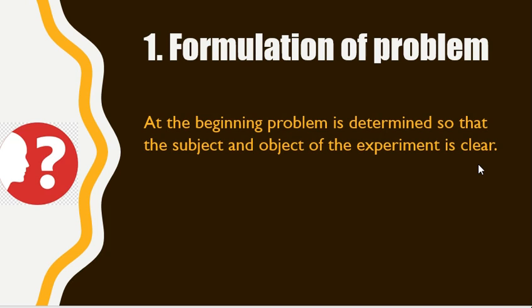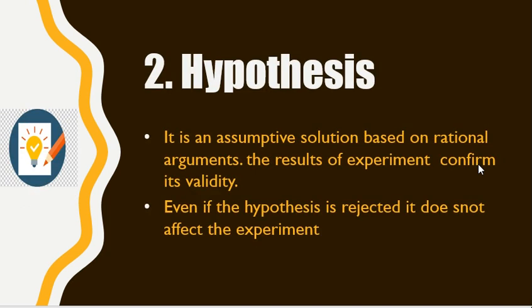Okay, at the beginning of the experimental method, the problem should be determined. The first step is the formulation and description of a problem. The problem is formulated so that it is clear what is the subject and what is the object of the experiment. Once the problem has been formulated, then it is possible to move on to the later stages. So the first step is the formulation of the problem, that is, what we are going to study, what we are going to observe.